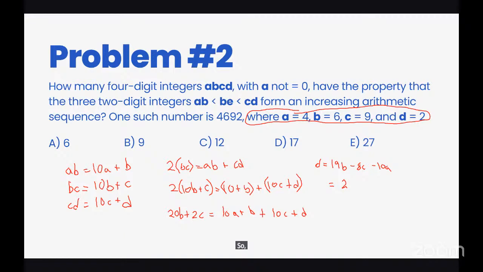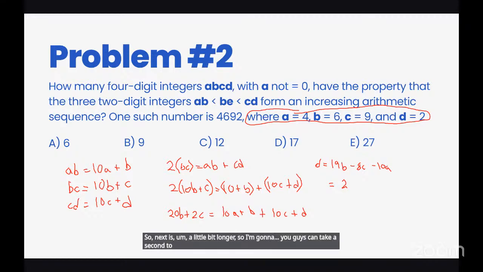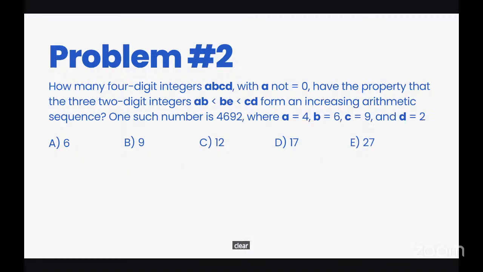So next is a little bit longer, so you guys can take a second to look at this. I'm going to clear the screen now, and we're going to move on to the last portion, which is counting the valid pairs of BC with C greater than B, right? I'm not going to write it all out, but I will say it verbally. So when B is equal to 1, there are no valid values of C. So our count is going to be 0.